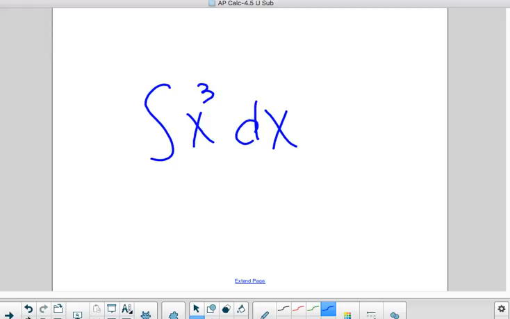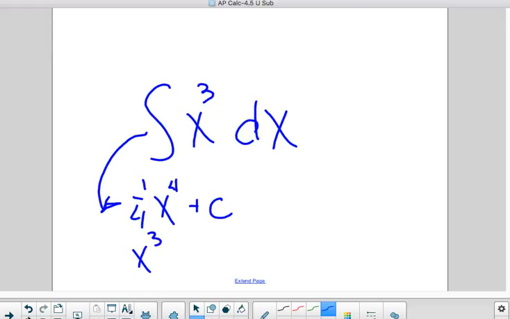Before we go on, what's the integral of x cubed dx? One fourth x to the fourth plus C. If this is a relationship, how can you always check your answer? Take the derivative. So what's the derivative of one fourth x to the fourth? What's the derivative of the constant? 0.